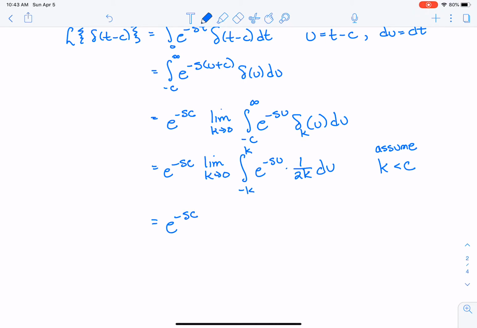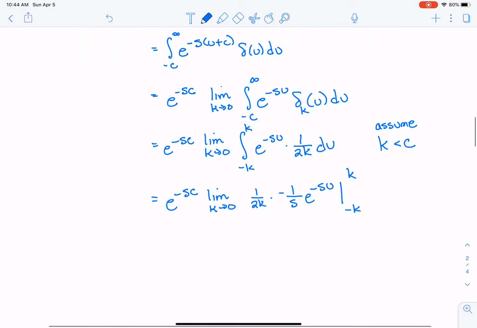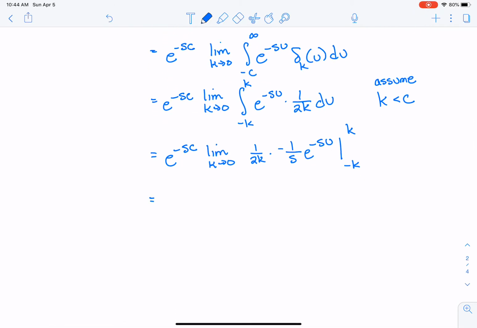So we get e to the minus sc. I'm going to have the limit as k goes to 0. I'm going to pull the 1 over 2k out front, and then the integral is minus 1 over s e to the minus su evaluated between minus k and k. So this becomes e to the minus sc times the limit as k goes to 0 of minus 1 over k times s times, let's see, we're going to get e to the minus sk minus e to the sk, if I plug in the negative k, and I'm going to put the 2 over here.